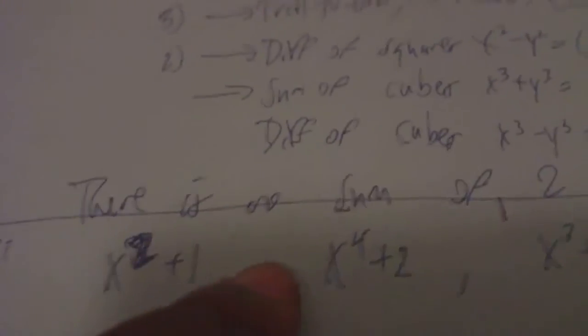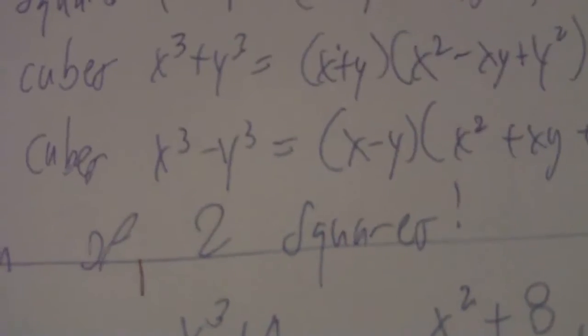Remember that there is no sum of 2 squares. There is no sum of 2 squares. So look at these examples to help you out. These answers are going to be what's called prime, because the only factors these things have are 1 and the thing itself.